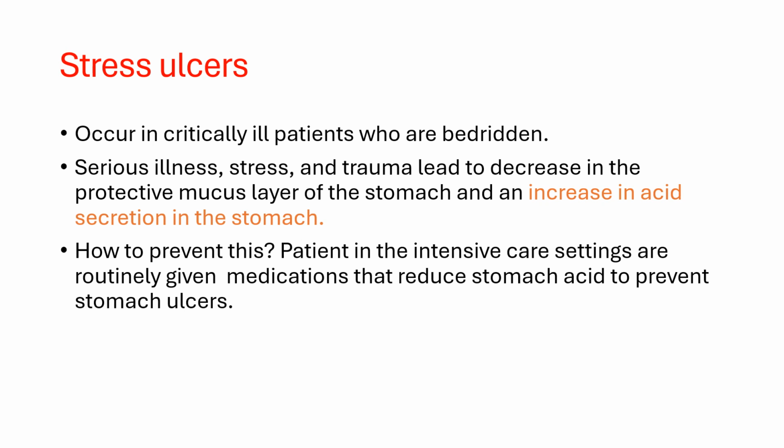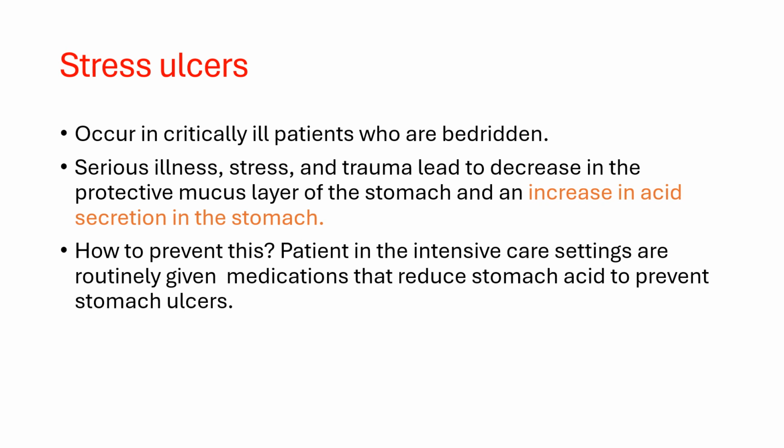So there are types of ulcers. The first one we are going to discuss is the stress ulcer. It occurs in critically ill patients, those who are bedridden. Serious illness, stress, and trauma will lead to a decrease in the protective mucus layer of the stomach and an increase in acid secretion in the stomach.